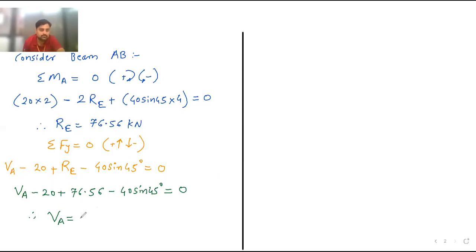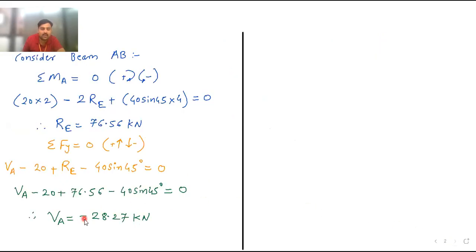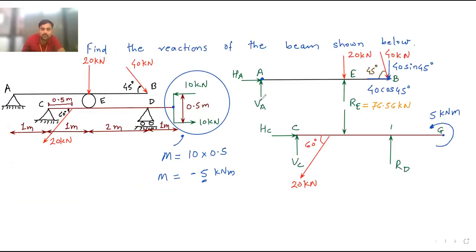After solving, you will get the value of VA: minus 28.27 kilonewton. Now you can see we assumed the direction of VA upward, but here we got a negative answer. This means VA should be downward. Therefore VA is equal to 28.27 kilonewton, the value stays the same, but the minus sign tells me VA is moving downward. So this is the arrow for VA. Now I will erase the direction of VA in the diagram and show the corrected direction, downward. This is VA.